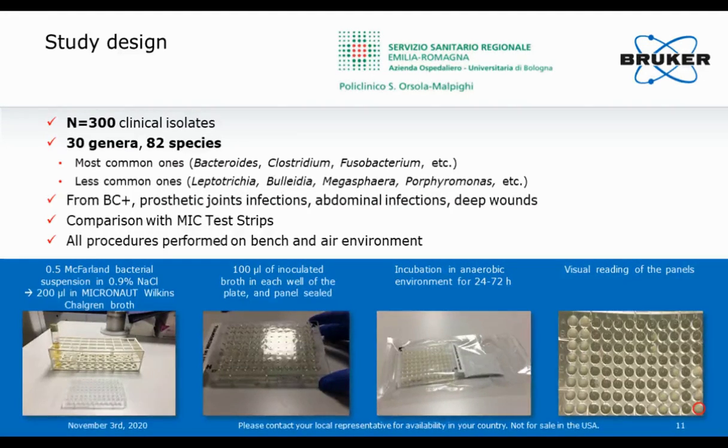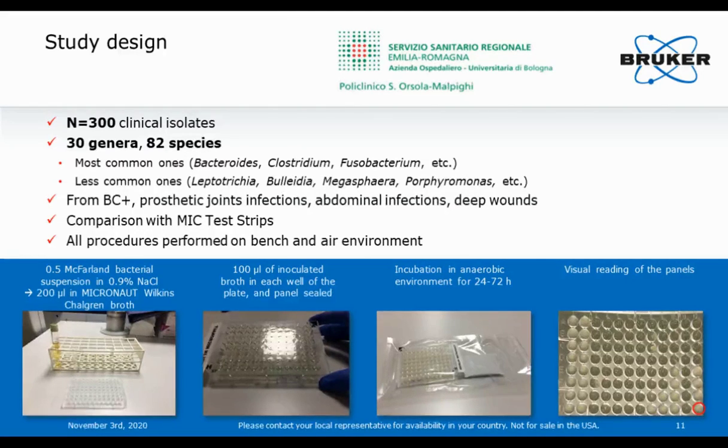The AST by MICRONAUT was performed in parallel with gradient test method, MIC test strips, using the same bacterial suspensions for the inoculum of both methods. All the procedures in this study were performed on bench and in air environment. The procedure to set up the test is summarized in the pictures from left to right.